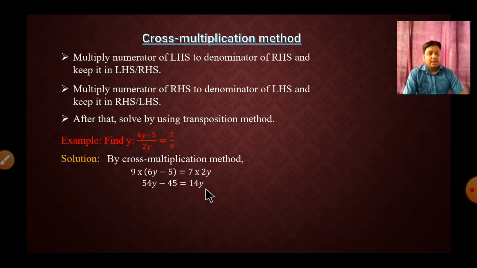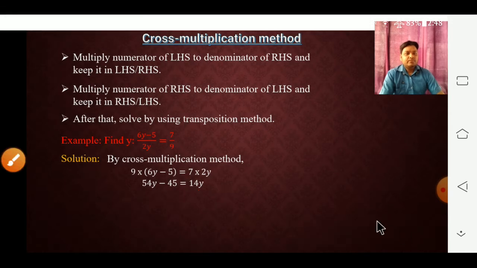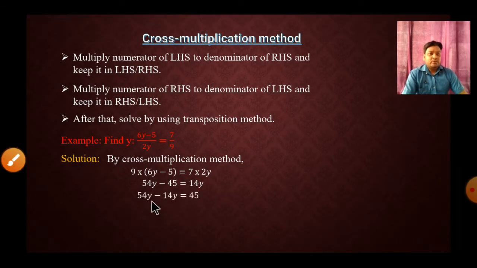Now again, we will use the transposition method. It means we have to keep all the variable terms in LHS and all the constant terms in RHS. Here in RHS, 14y is given, so we have to take it to this side, and minus 45 is the constant term, so we have to keep it in RHS. So 54y minus 14y is equal to plus 45. Now subtract, 54 minus 14, it will be 40y is equal to 45.